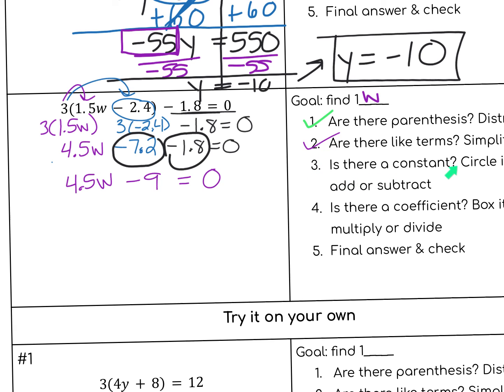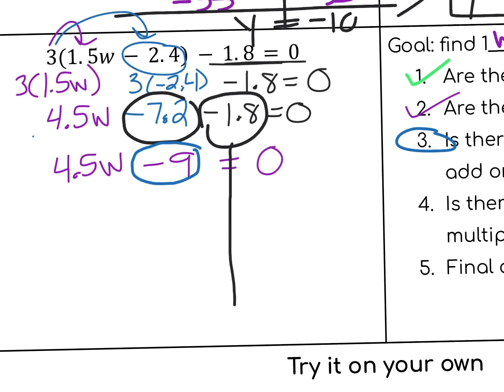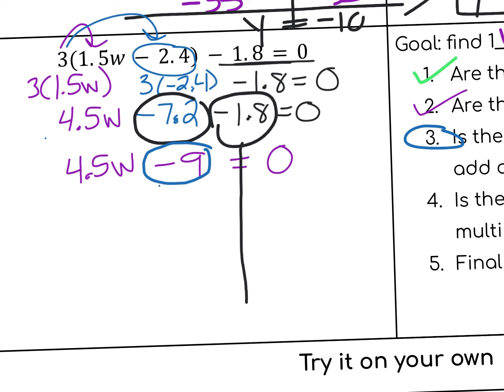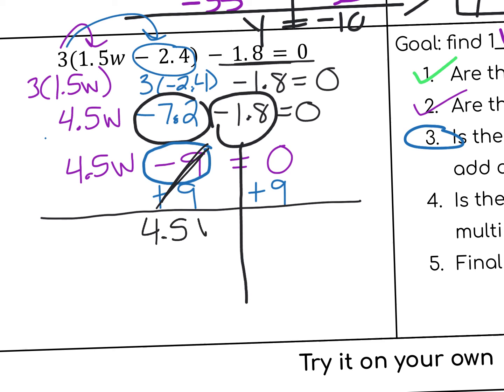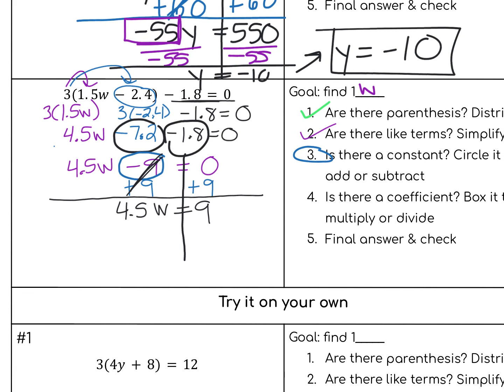Alright, now it says, is there a constant? Yes, I have a constant, so I'm going to circle that. My constant is minus 9. I'm going to draw a line through my equal sign to keep myself organized. The opposite of minus 9 is plus 9. What I do on this side with the variable, I need to do on this side as well. Draw a line underneath it. Negative 9 plus 9 is 0. These cancel each other out. We're left with 4.5w. Then on this side, 0 plus 9 is 9. That was my constant step.